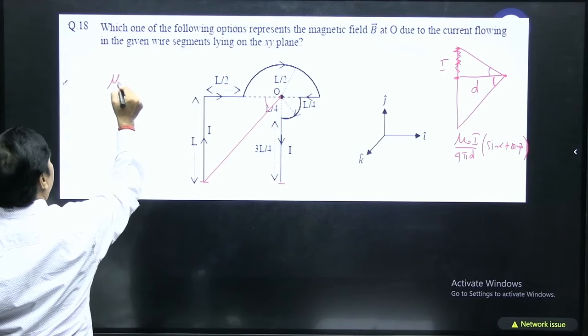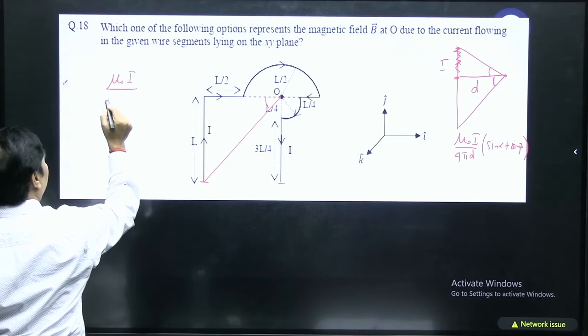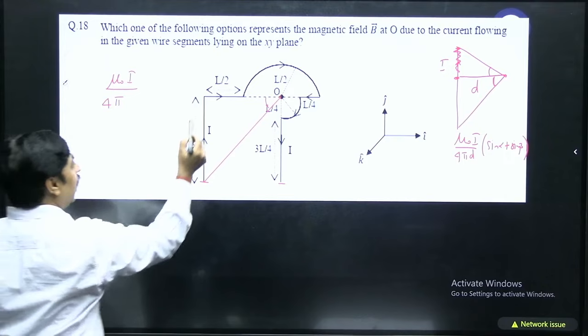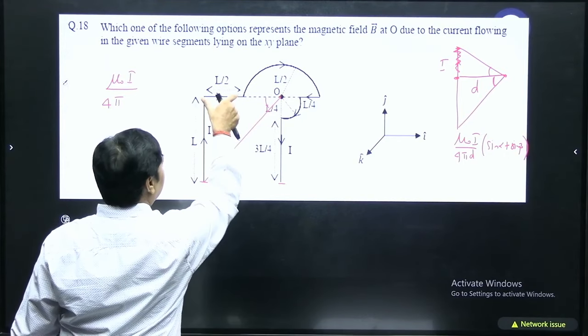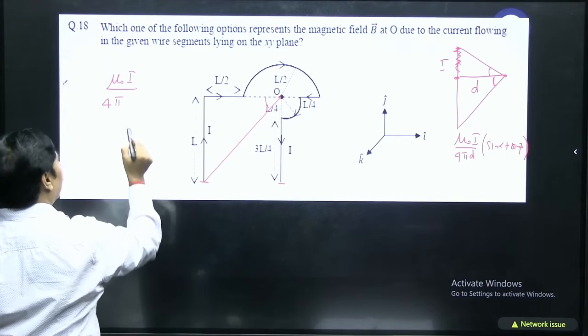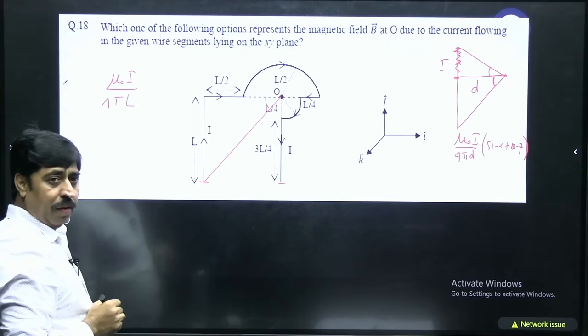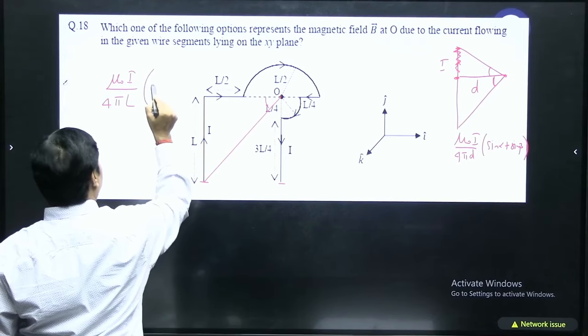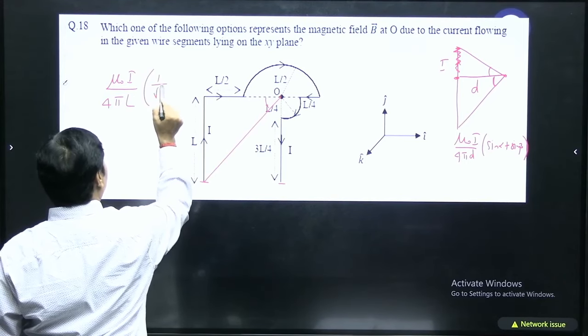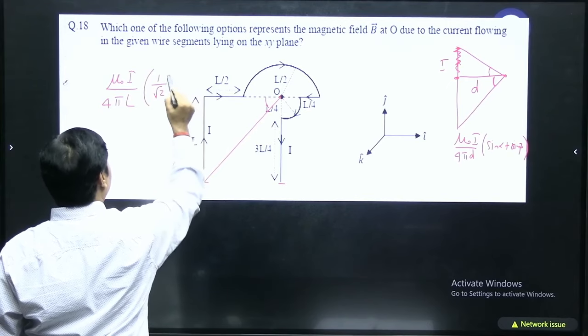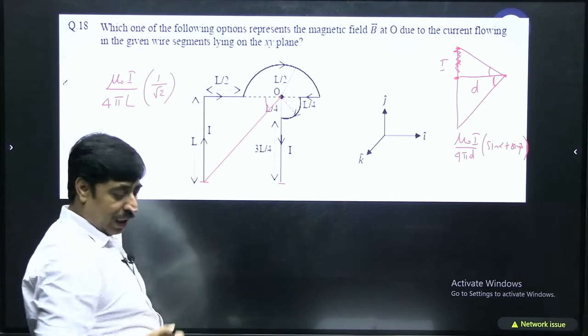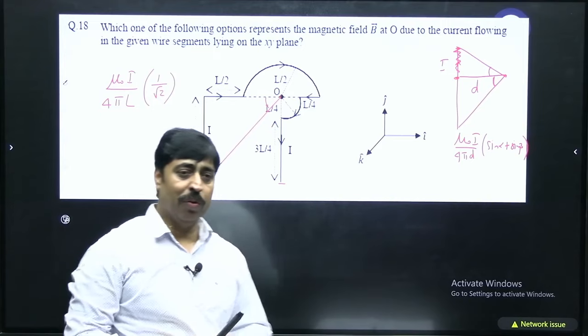Mu naught I by 4 pi d. What is d? This length. What is that length? L by 2, L by 2 is nothing but L, into sin alpha plus sin beta. Sin alpha, sin 45, 1 by root 2, and sin beta, sin 0 is 0. And what is the direction of magnetic field at point O due to this wire?